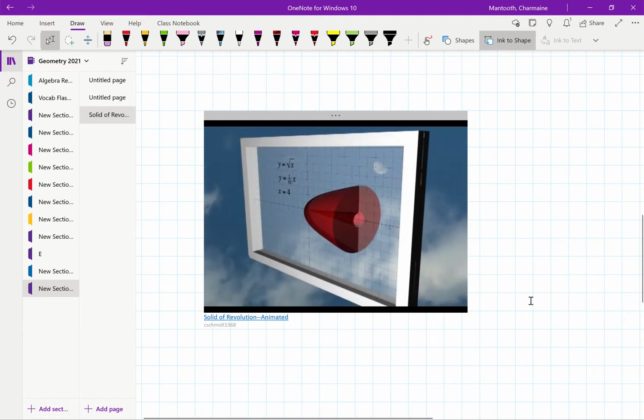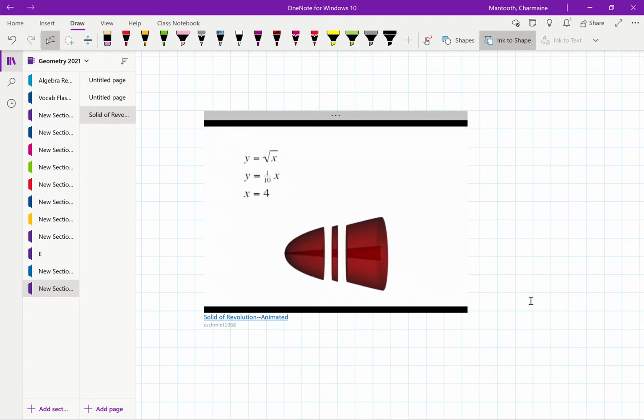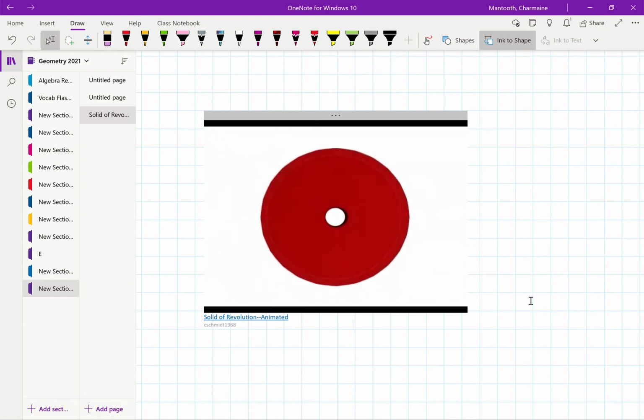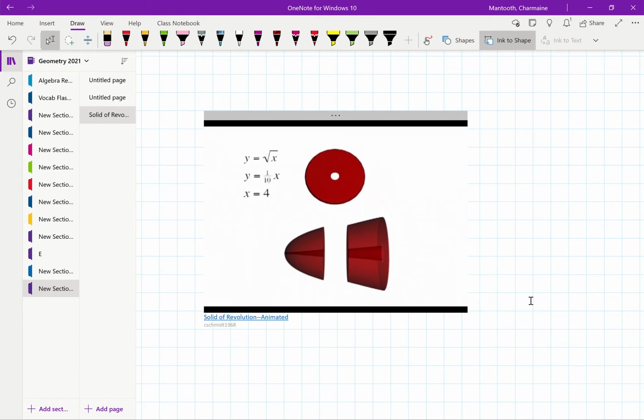And you can imagine it creating a solid as it revolves through space, or pulling out a disk to show you that there's a hole in the center created by that function y equals 1/10 x, which created that gap. And that is a solid of revolution that is animated.